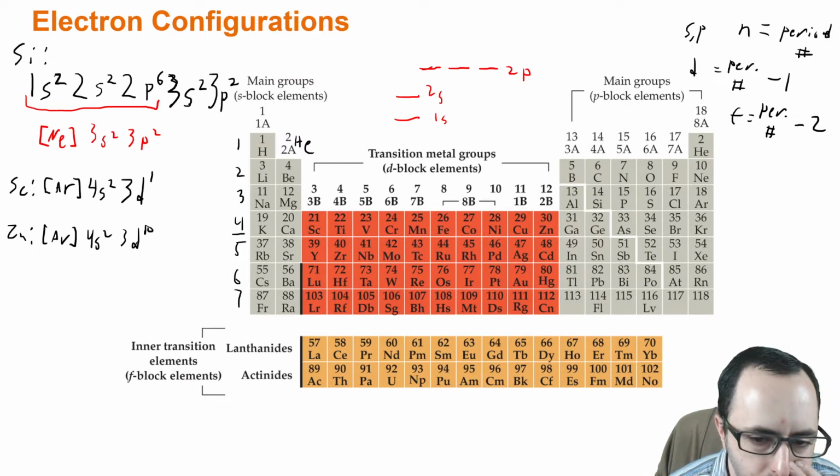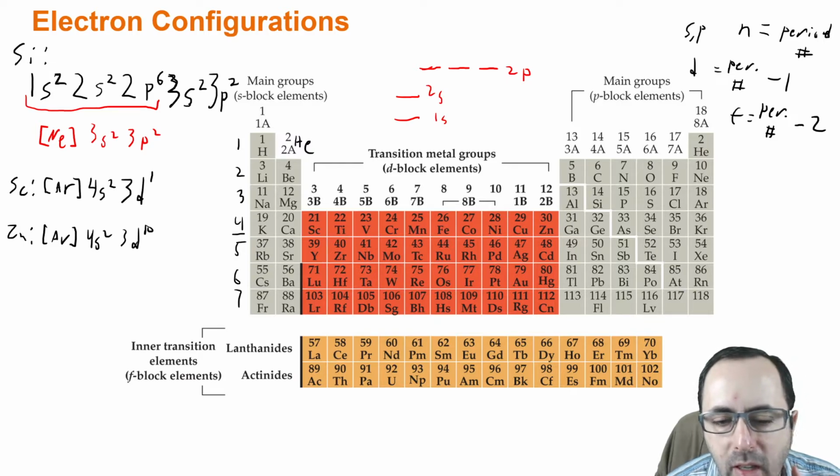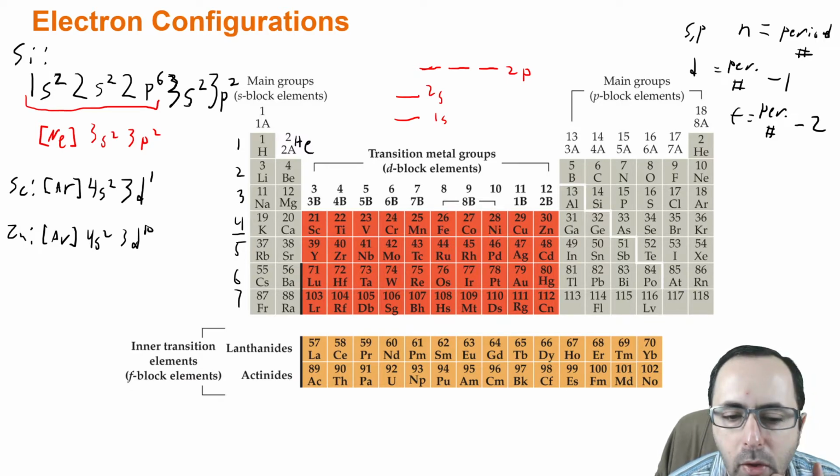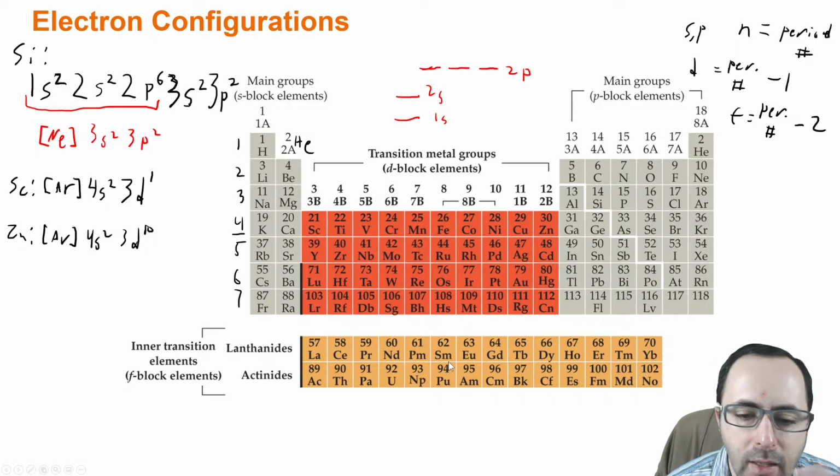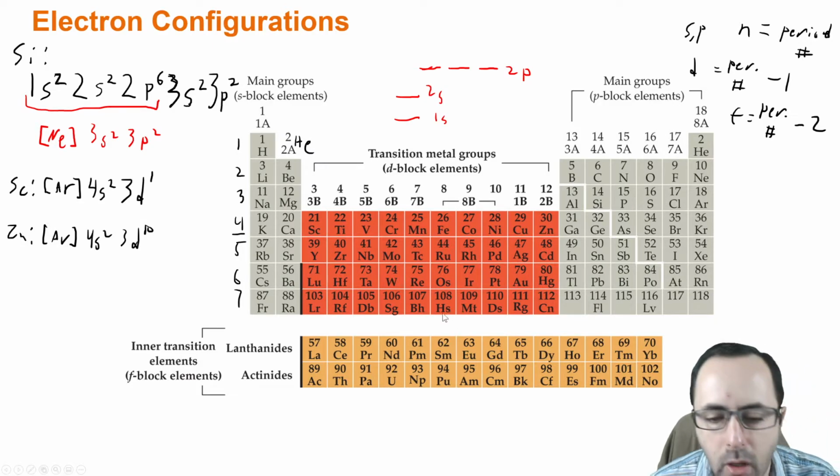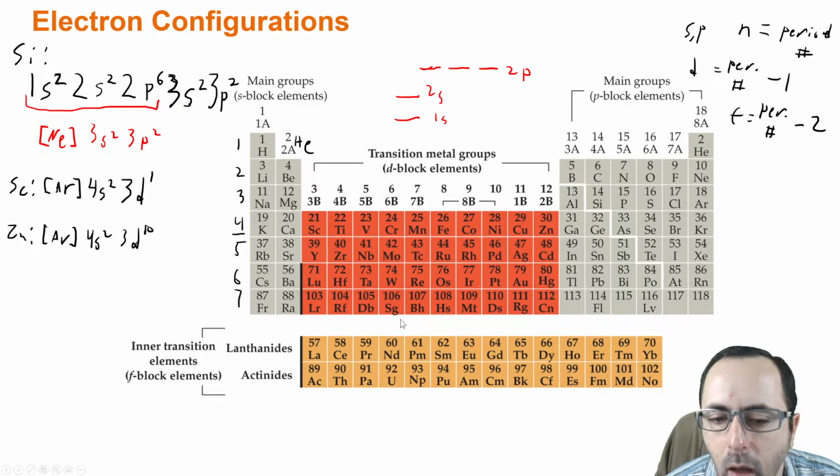Now, with the f orbitals, I don't tend to focus too much on those electron configurations. They're kind of unusual elements for the most part. Many of them are radioactive and unstable. However, let's try one here. Let's go for one that includes these.